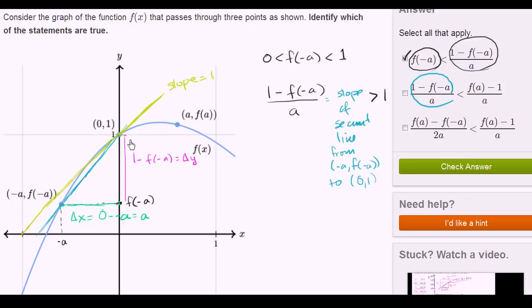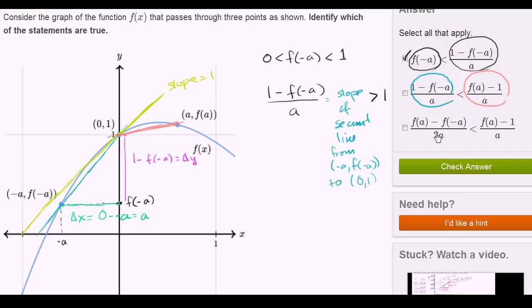Let me do it in more contrast. Let me do it in orange. That is the slope of this secant line. So which one has a higher slope? Well, it's pretty clear that the blue secant line has a higher slope than this orange secant line. But here it's saying that the blue's slope is lower than the orange. So this is not going to be true. So this is not true.